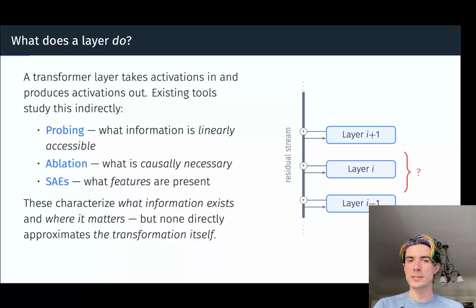I think that these characterize what information exists and where it matters in the model, but none really represent a first-class representation of the computation that is actually going on in each layer. I think what's important is being able to compress that in a first-class basis and kind of look at the human readable side of that a little bit separately downstream of that.